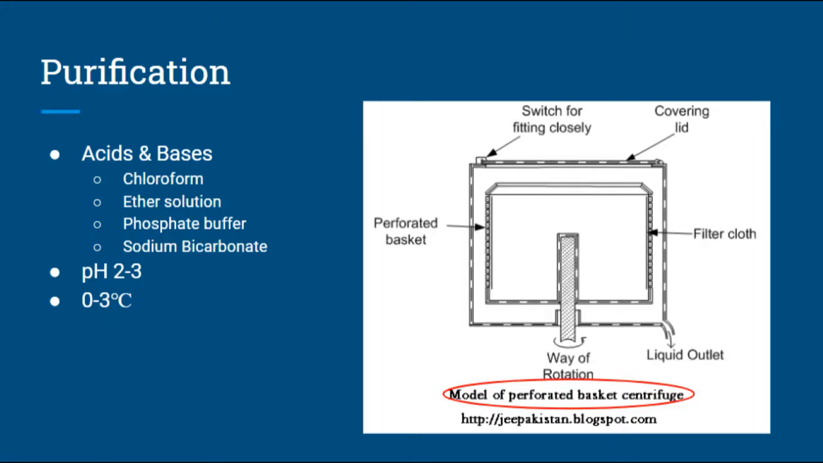Penicillin is purified by continuously adding acids and bases to further separate the impurities out of the penicillin. Some of these acids and bases are chloroform and ether solution. Phosphate buffer is added to keep the pH at 2 to 3. This process is done at around 0 to 3 degrees Celsius to keep the penicillin from degrading, for it is not stable at higher temperatures.